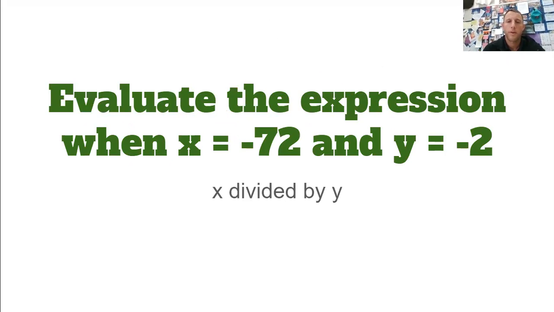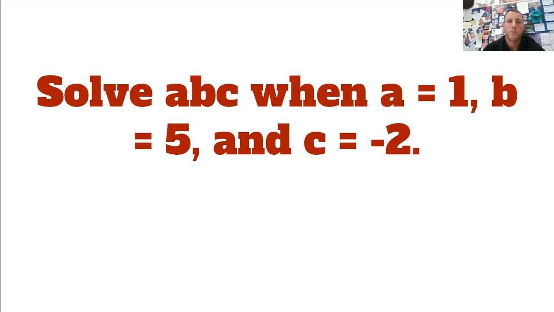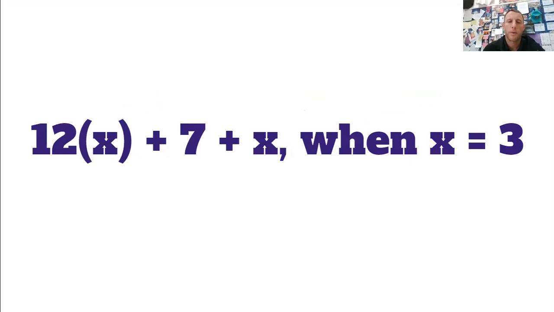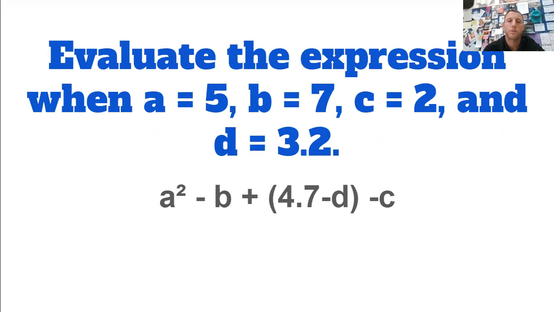See that one there. Evaluate the expression when x equals -72 and y equals -2. So x divided by y. So you're going to solve that. Solve a times b times c. So that's what that looks like when they're all together. A equals 1, b equals 5, c equals -2. And then again, we have the 12 times x plus 7 plus another x when x equals 3. Evaluate the expression when a equals 5, b equals 7, c equals 2, and d equals 3.2. So this is the tough one. This one's the final boss, if you will.